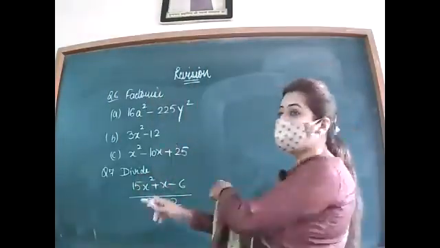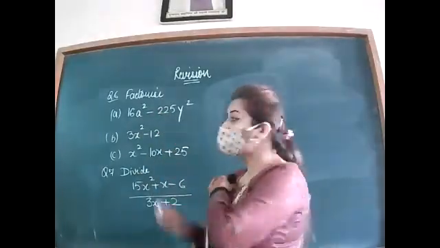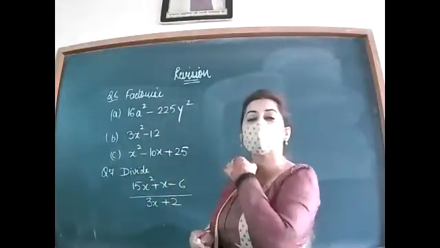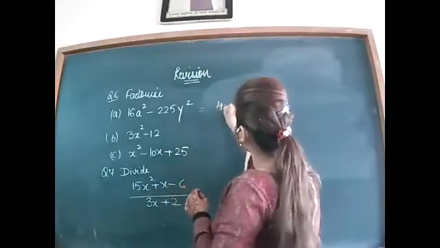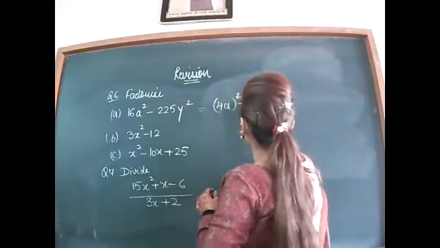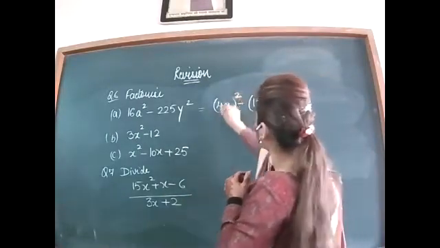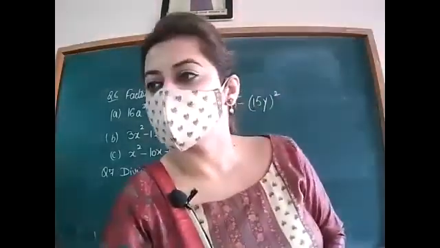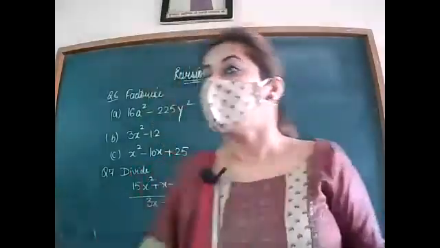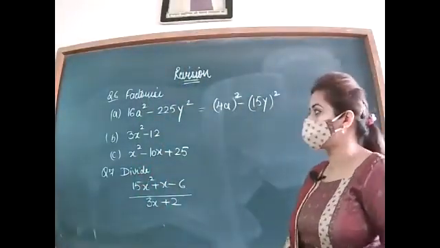In this first part, 16 and 225 both are perfect square numbers. So this will be your a square minus b square, third identity. So this can be written as 4a whole square minus 15y whole square. A square minus b square is a plus b, a minus b. So the answer is 4a minus 15y, 4a plus 15y.